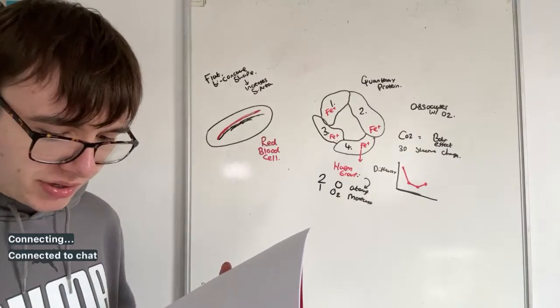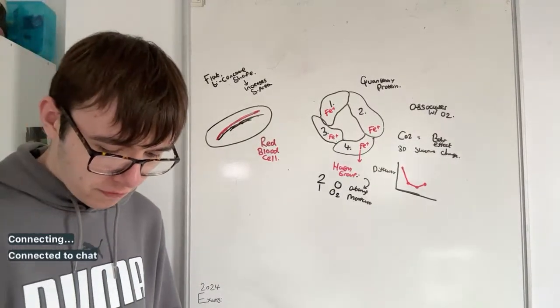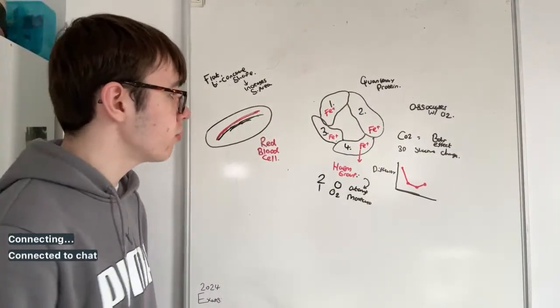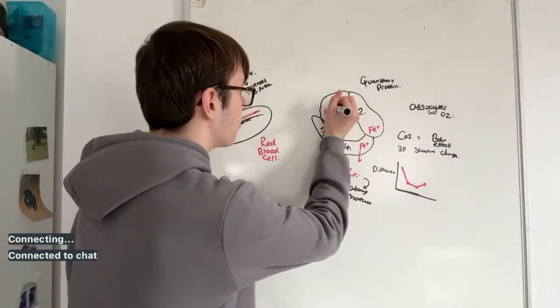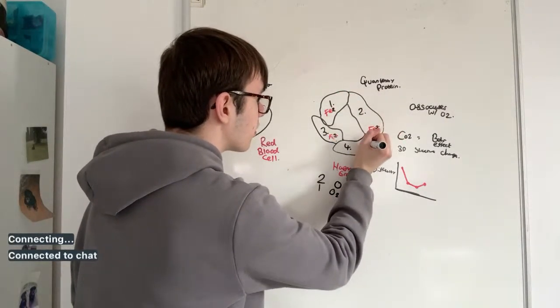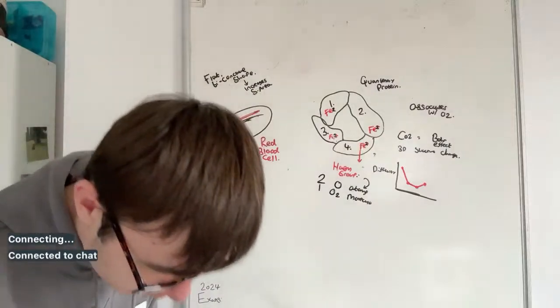Each polypeptide has a heme group with Fe2+. So yeah, I was right, except 2+. Not Fe3+. Okay.